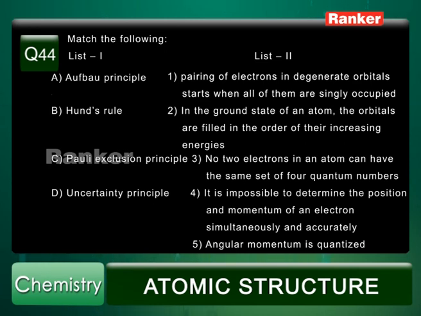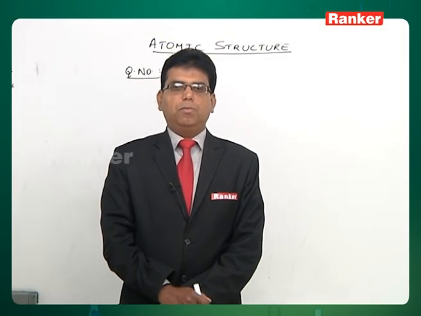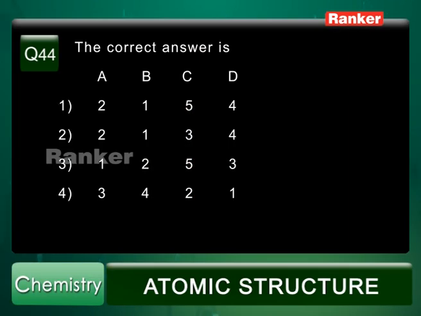So that is A2, B1. And Pauli exclusion principle: no two electrons can have all 4 quantum numbers the same. So C must be 3. And uncertainty principle: it is impossible to determine the position and momentum of an electron simultaneously. So it must be 4. So the correct answer must be option 2.